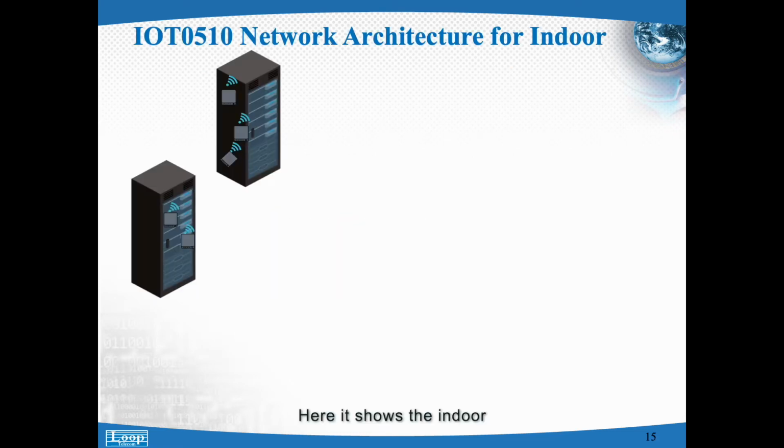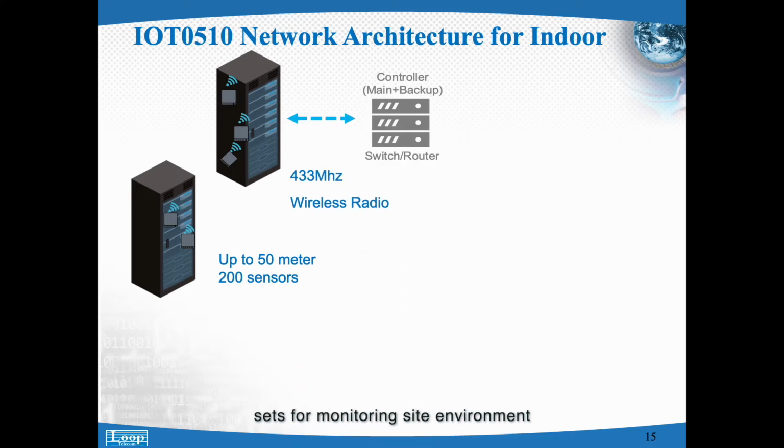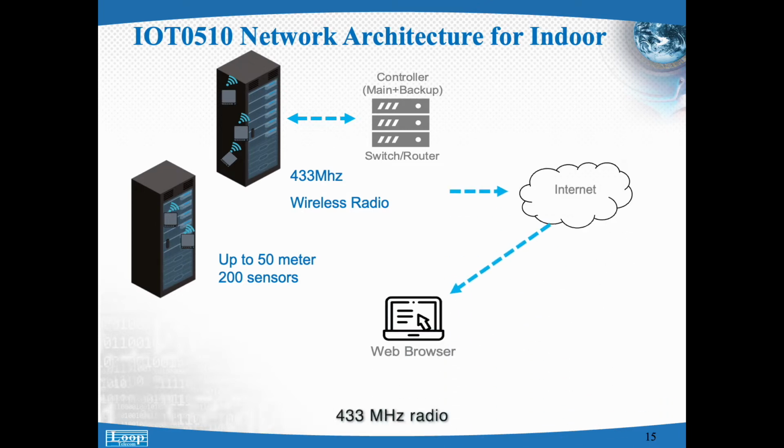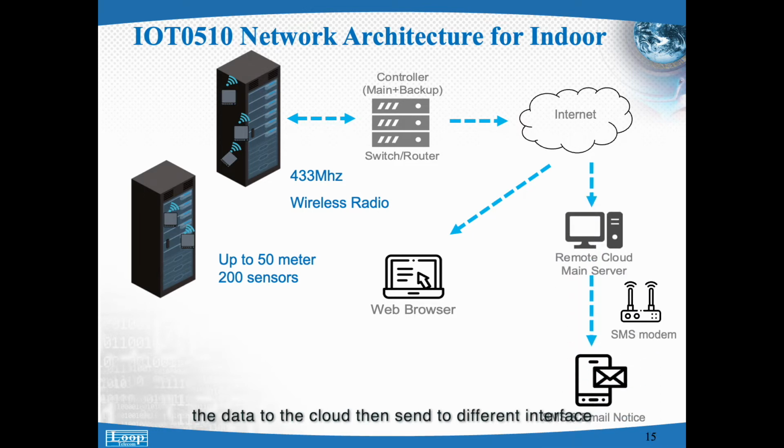Here it shows the indoor IoT0510 system application diagram. IT operator puts the wireless sensor and controller around the monitor side. A controller can link up to 200 wireless sensor and probe set for monitoring site environment. The signal will be transmitted to the controller via 433 MHz radio and deliver the data to the cloud, then sent to different interfaces such as web browser or SMS and email notice.